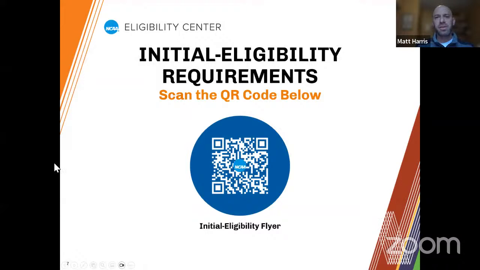So there are a lot of initial eligibility requirements. We don't have to read those to you. Some of you are probably quite familiar with them, but if not, I encourage you to use the QR code on your screen. Again, everything else is also available at eligibilitycenter.org. But when we talk about the specific legislation and the specific core course requirements, there are a lot of nuances and details that we could spend hours talking about, but those are all available for you. And so I encourage you to use that QR code below to take a look at those at your leisure.